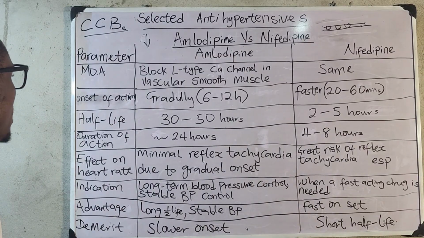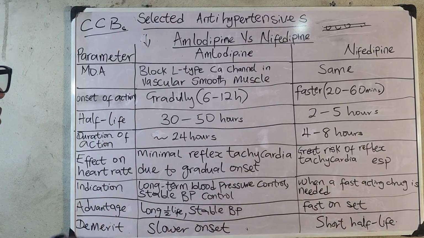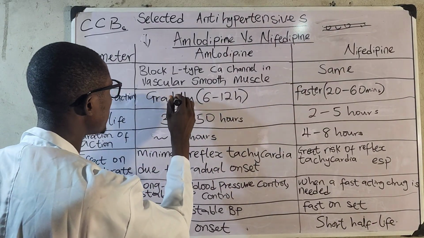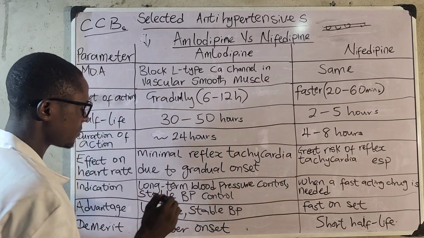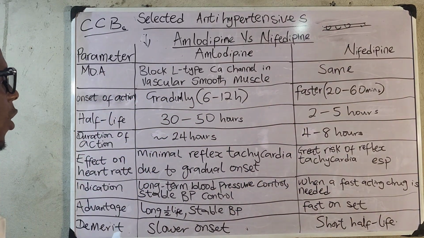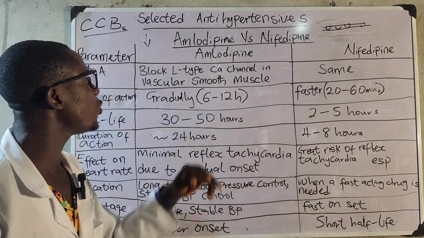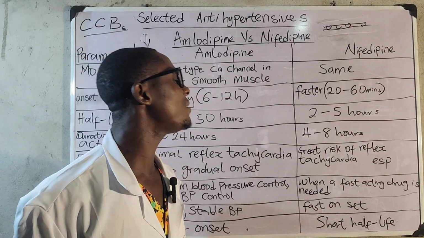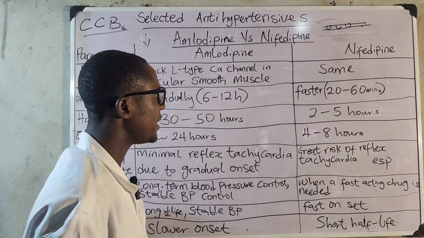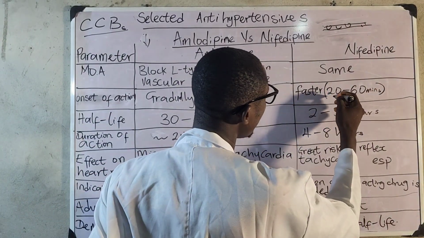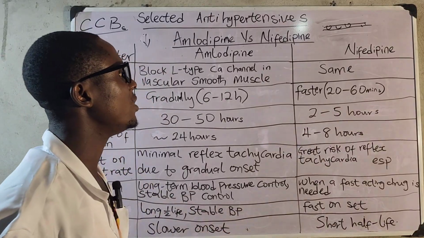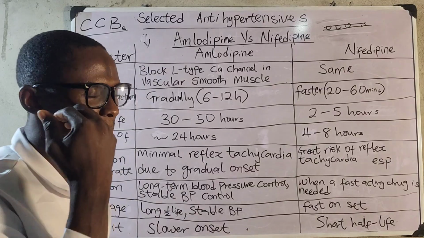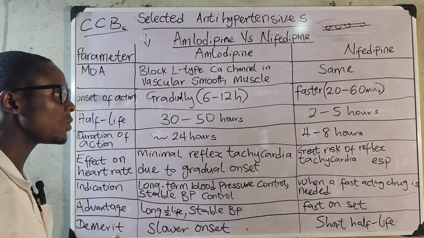Now let's talk about their onset of action. The onset of action of amlodipine is gradual. You get to its peak, or it becomes very efficacious, 6 to 12 hours after administration. While for nifedipine it is very fast and sharp, in less than 1 hour, let's say 20 to 60 minutes. As on the board, you will see the effect, especially for the immediate release, in 20 to 60 minutes.